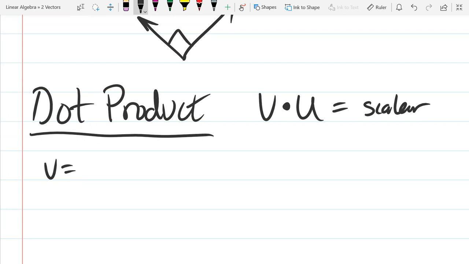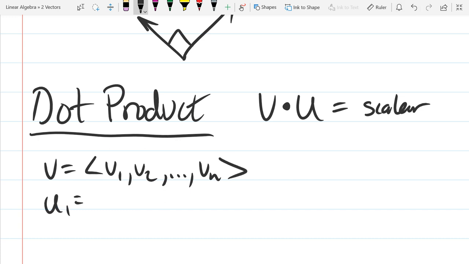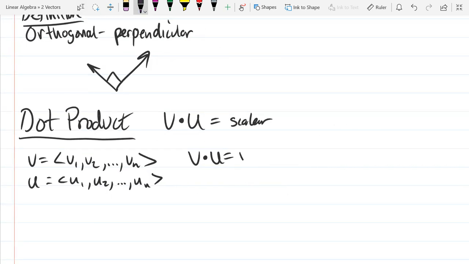And the way we compute it, if v is v1, v2, dot, dot, dot, vn, and u is the same with u1, u2, un, and v dot u, all you're going to do is multiply the first coordinates together and then the second coordinates together and then add them. And then do the same thing for the third, and so on. So that's our dot product right there.